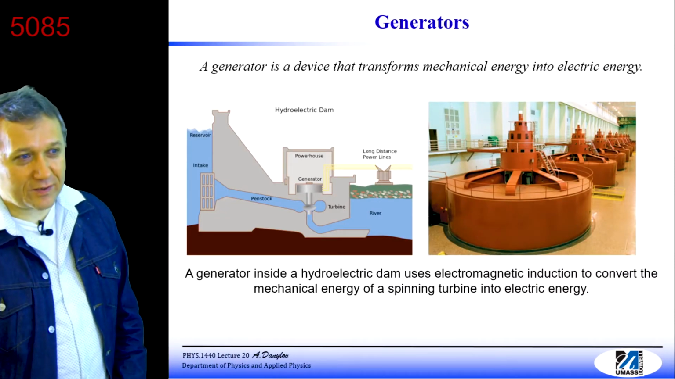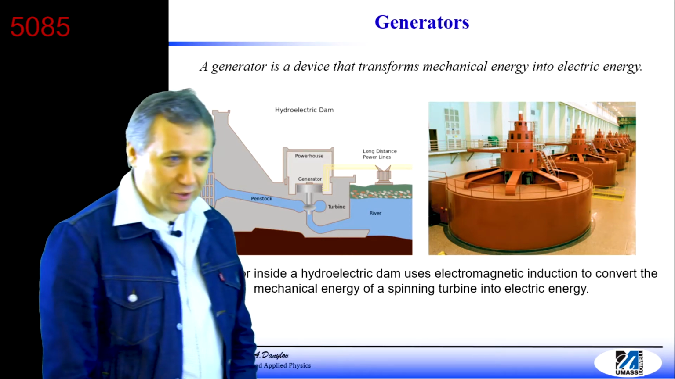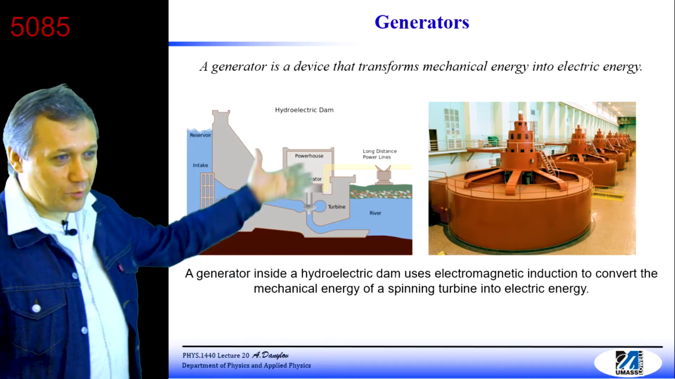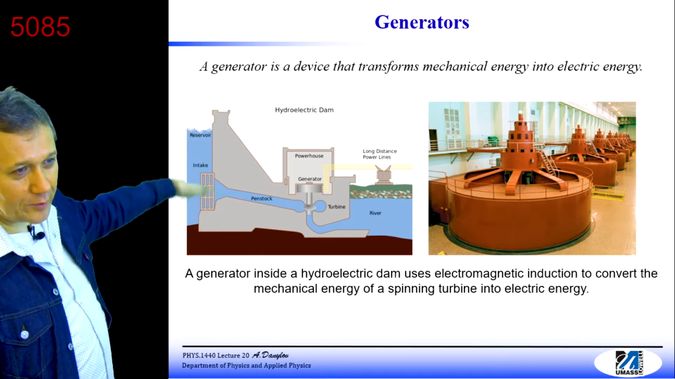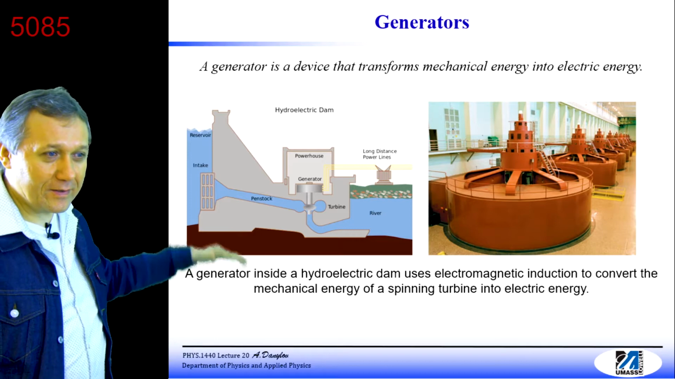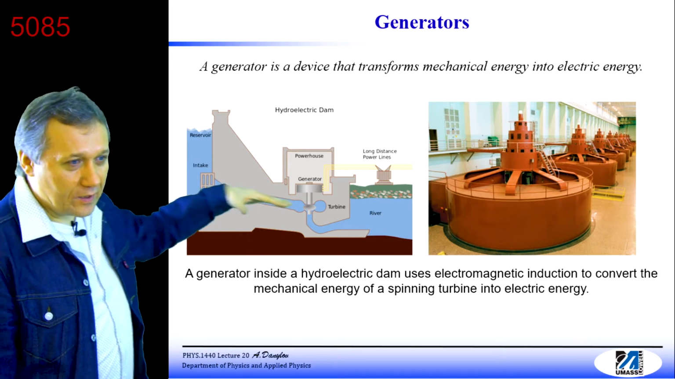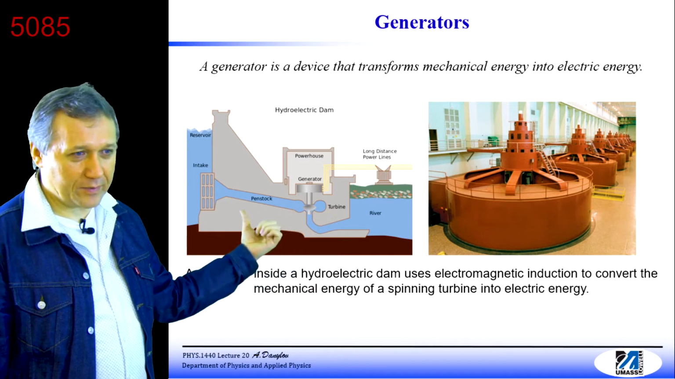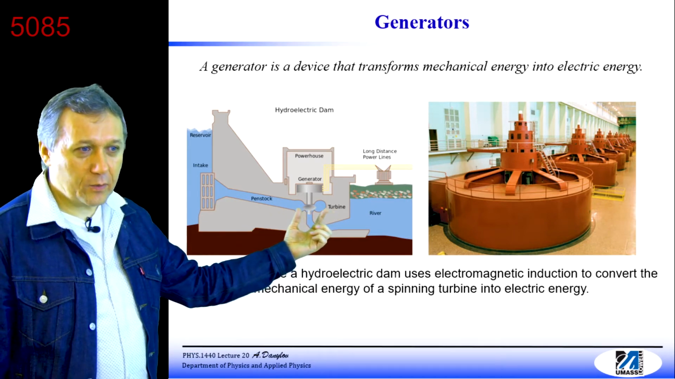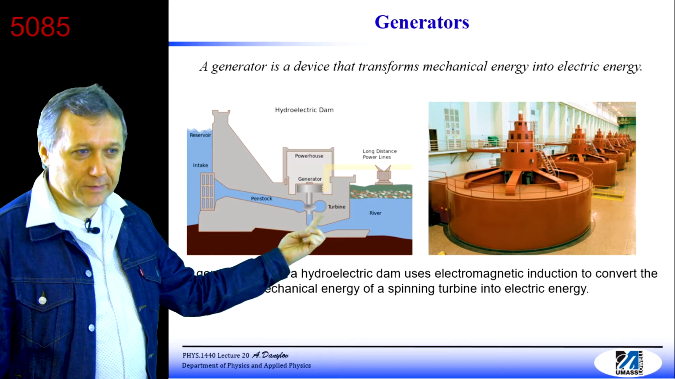This is the first section of a typical hydroelectric power station, right? So we have a dam, with a high level of water in order to create pressure. And then water is guided to the turbine through this pipe, the penstock, and that water spins the turbine.